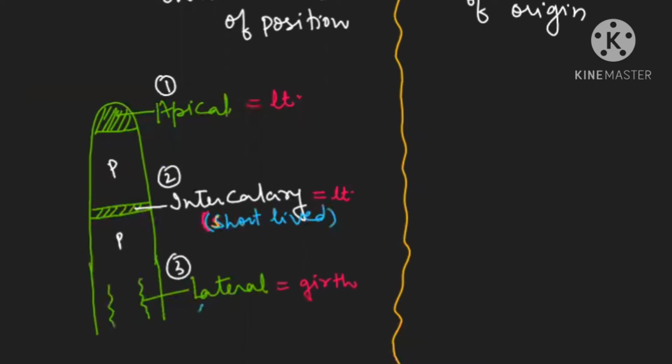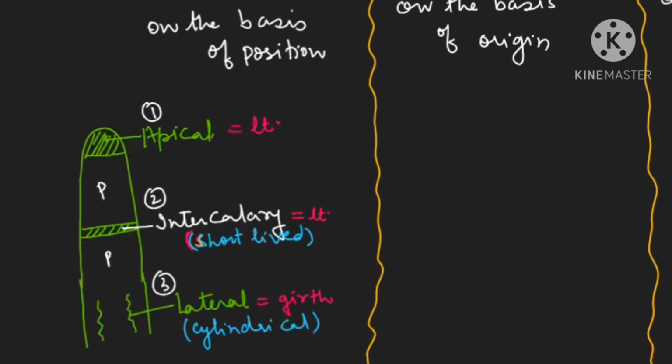And lateral meristem is also known as cylindrical meristem. This word is given in your NCERT. Lateral meristem is also known as cylindrical meristem. Intercalary is known as short-lived. Why? Because sooner or later it will be consumed. Is it clear? Sooner or later it will be consumed.